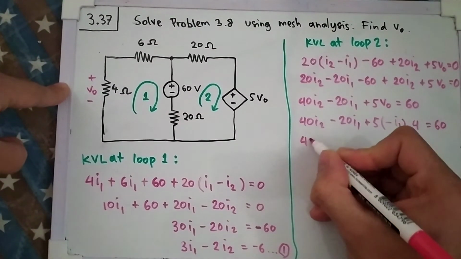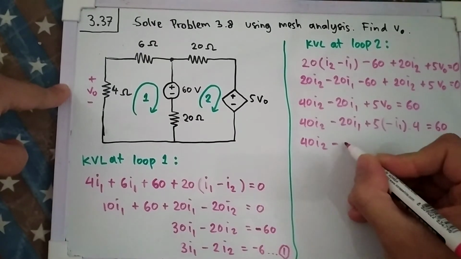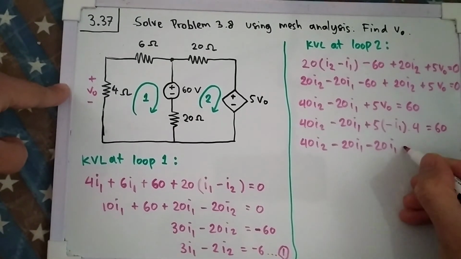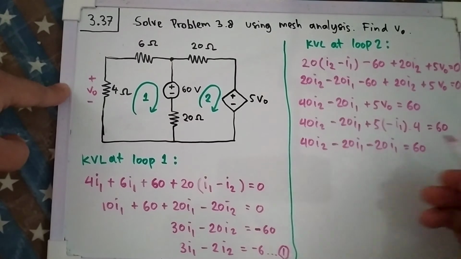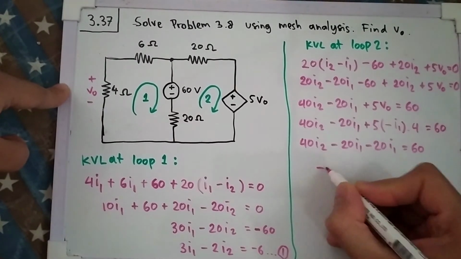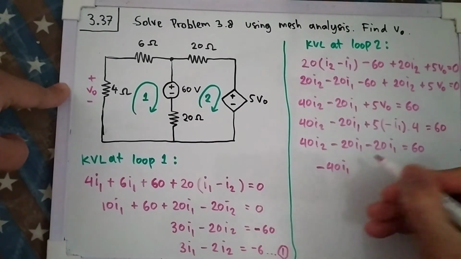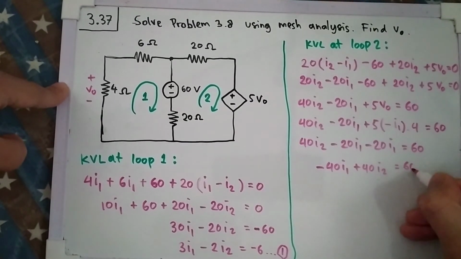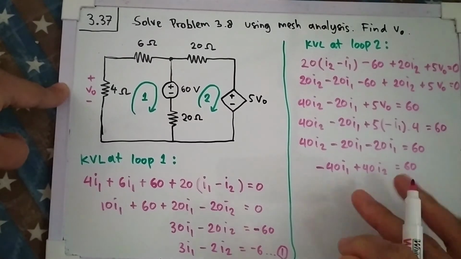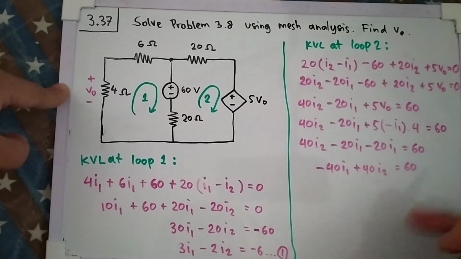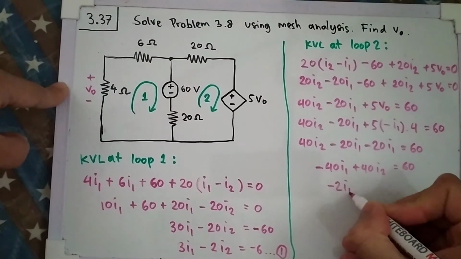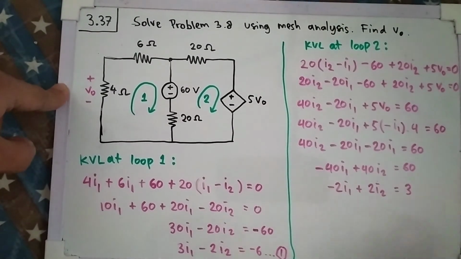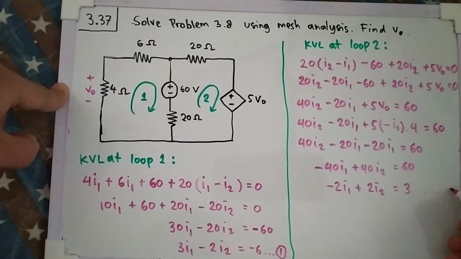Now we will have 40 I2 minus 20 I1, and this one is also minus 20 I1, and that will equal 60. So what do I have here? I will have minus 40 I1 plus 40 I2 is equal to 60, and then I can divide both sides by 20, so I will have minus 2 I1 plus 2 I2 is equal to 3. This equation is equation number 2.